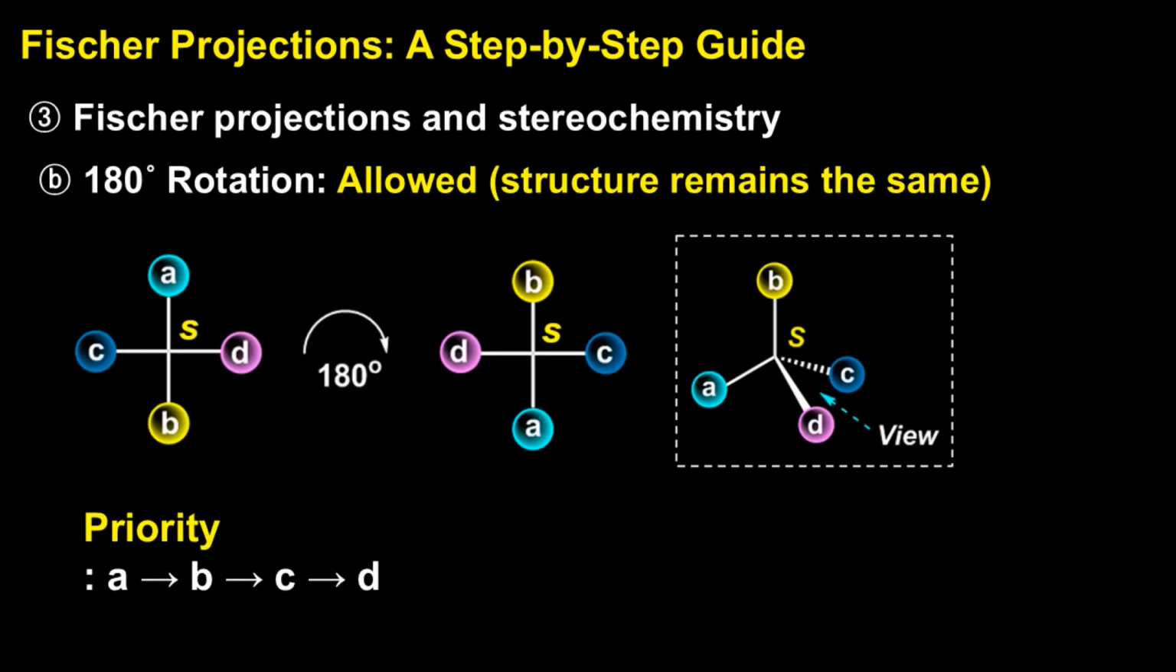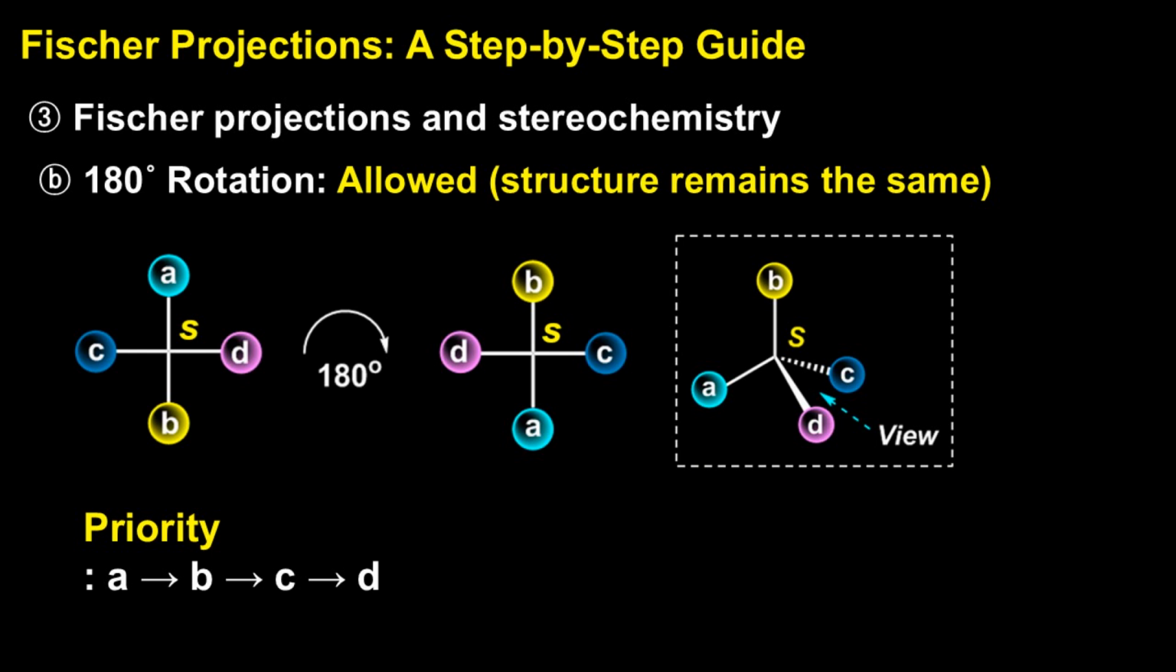Alright, now that we've nailed down R and S determination, let's talk about how transformations affect chirality. One important point, a 180-degree rotation in a Fischer projection doesn't actually change the molecule's configuration. Even though it looks like the substituents have swapped places, their relative positions in three-dimensional space are still the same, which means the stereochemistry stays intact.